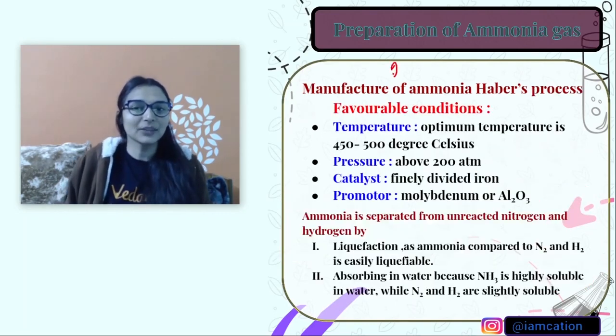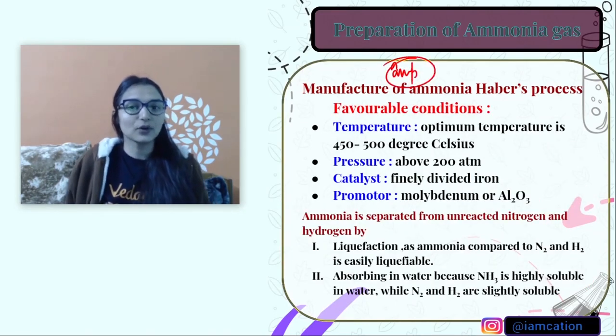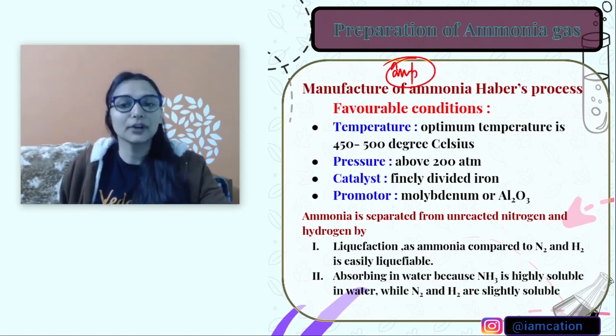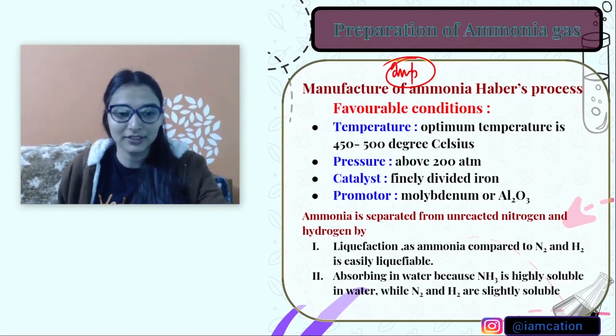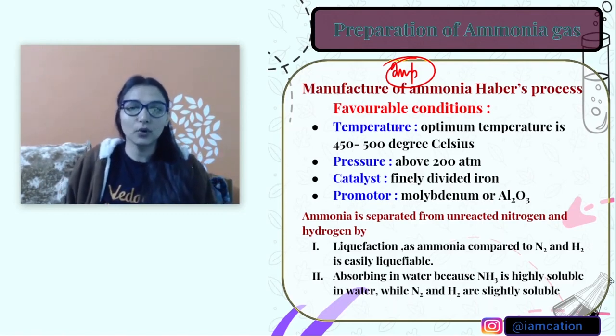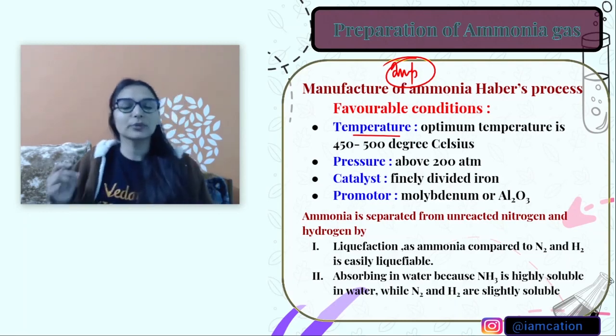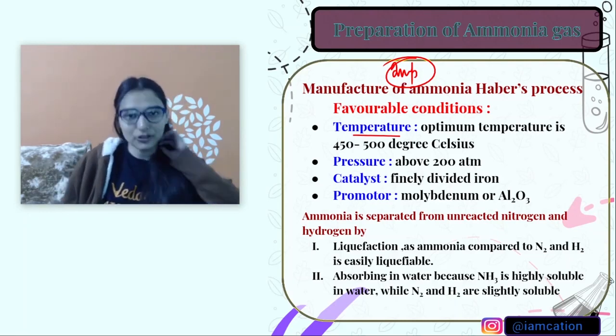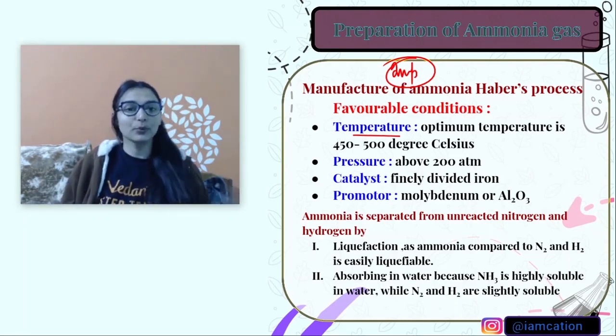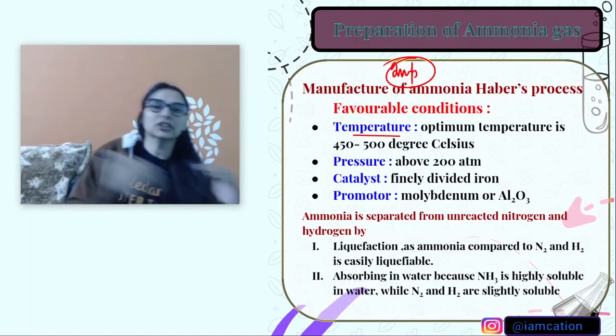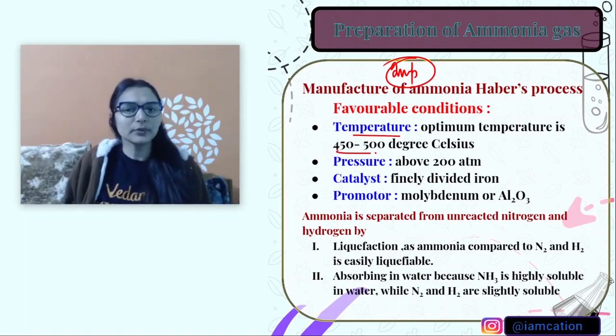So this is very important, it can be asked in exam, you have to be ready. Manufacture of ammonia by Haber's process, what are the favorable conditions? Okay, how will the reaction be favored? The first is temperature. We cannot take low temperature because at low temperature the rate of reaction would be less. We cannot take a very high temperature because the direction of the reaction will change. So optimum temperature we check experimentally is around 450 to 500 degrees Celsius to carry out the reaction.